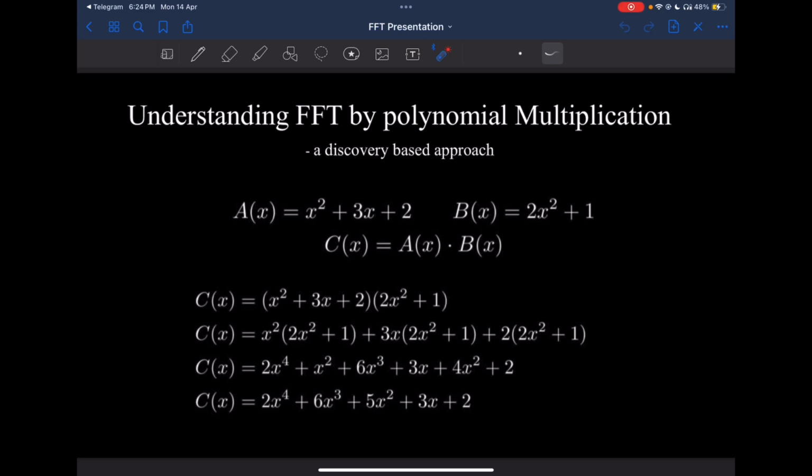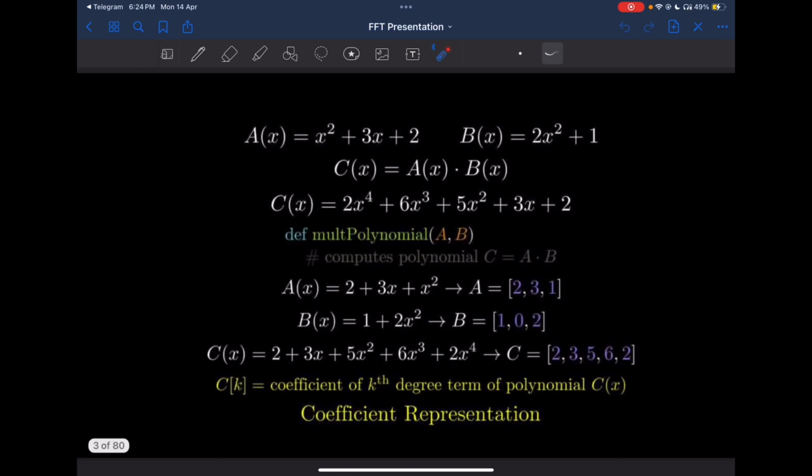Now, the basic way in which you would follow this operation is by actually using algebraic arithmetic and multiplying each term of the first polynomial with the second polynomial, right? And you would get the answer, right? And that would be the standard way of computation, right?